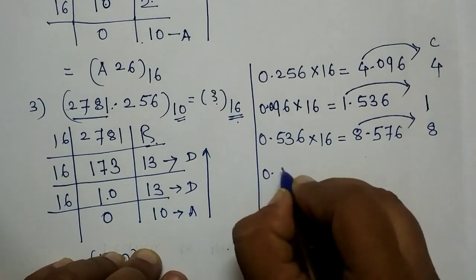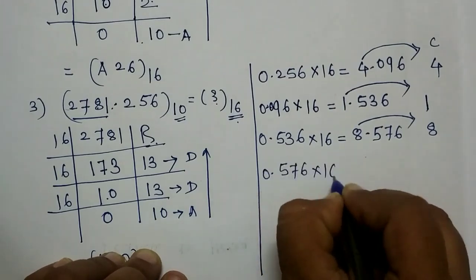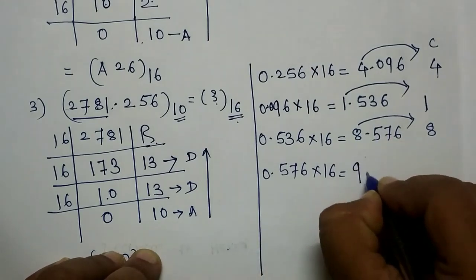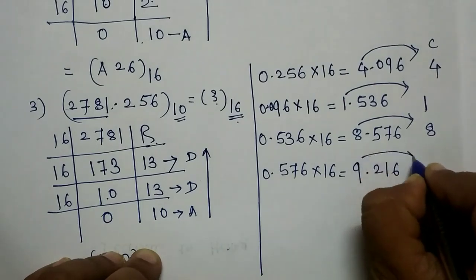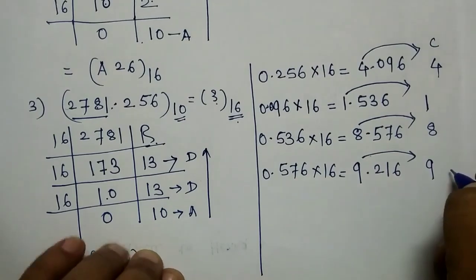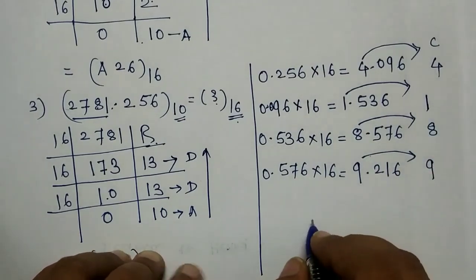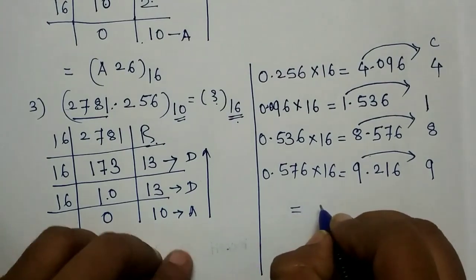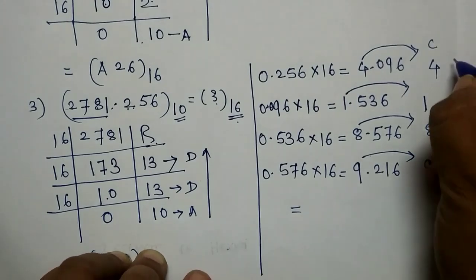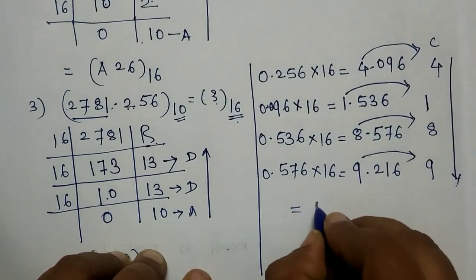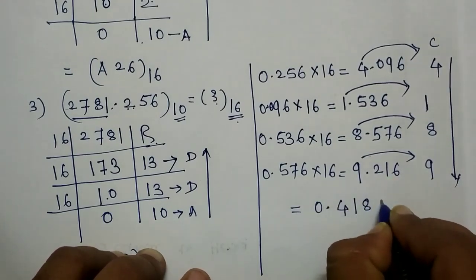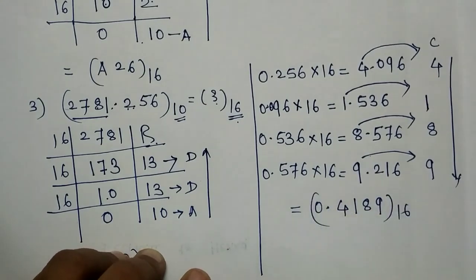Consider the fractional part 0.576 into 16. If we do this multiplication, it will come to 9.216. So transfer the integer part as a carry, so 9. Okay. So now we'll stop here. Now we are going to write down the equivalent hexadecimal number for the given fractional number 0.256. How can we write it? We have to write the carries in forward direction. Okay. So the equivalent hexadecimal number is 4189 to the base 16.